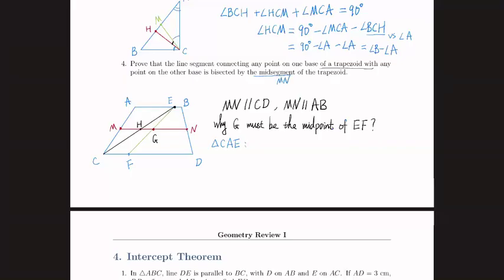The trapezoid, so this will be E and point F. What we know is M is the midpoint of AC. We also know MN is parallel to AB. In particular, MH is parallel to AE.